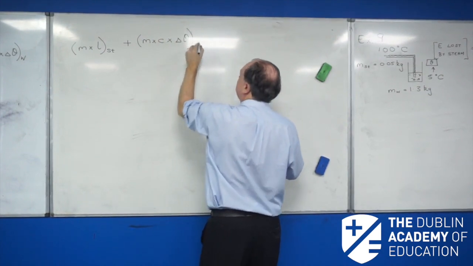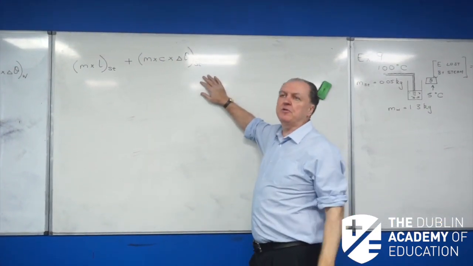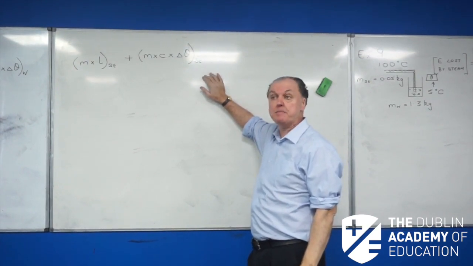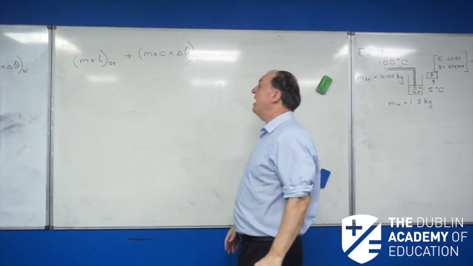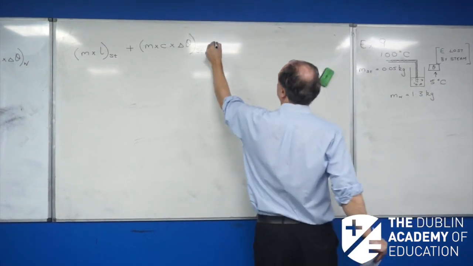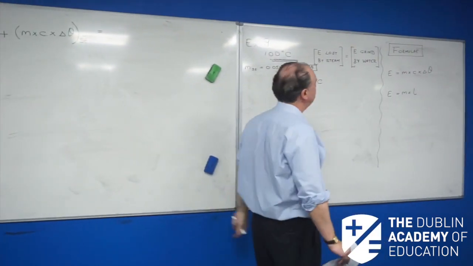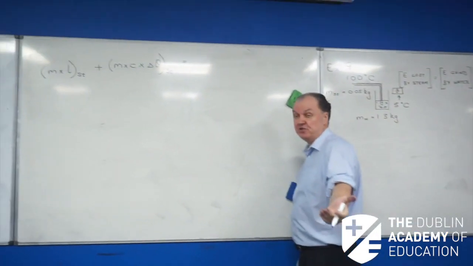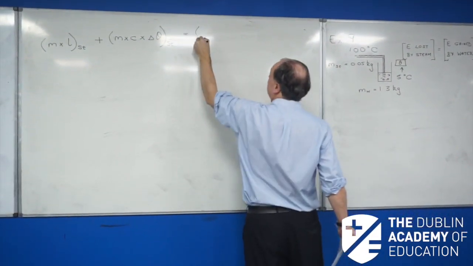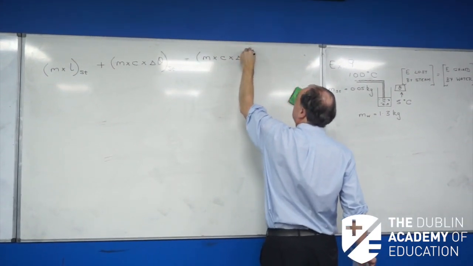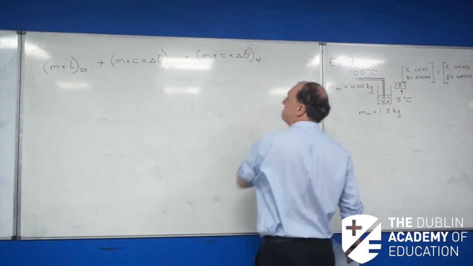I'm going to write down steam again, even though it's no longer steam, it's actually the water from the steam, if you know what I mean. So that's the energy lost by the steam. And that's equal to the energy gained by the water. The water doesn't change state, does it? So that's just M C delta theta for the water.